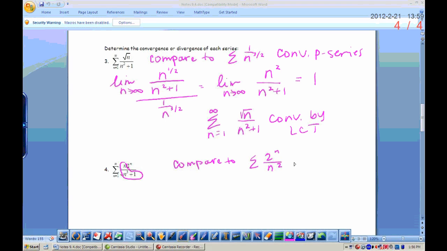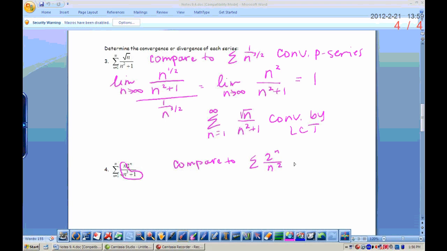But let's plug in 4. 2 to the 4th is 16, and 4 squared is 16. Now they're the same. Okay, 5. You're going to get 32 on top and 25 on the bottom. If you plug in a 6, you're going to get 64 over 36. And then you're going to get 128 over 49.